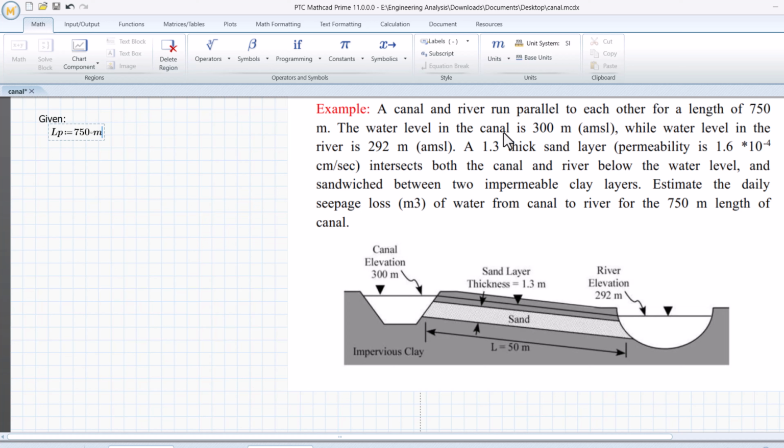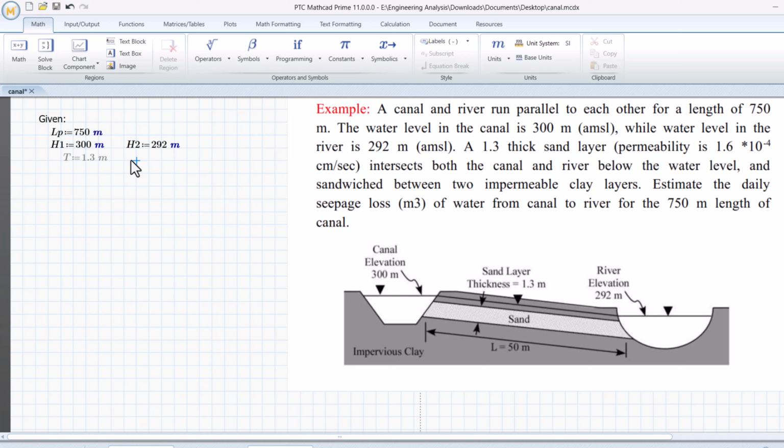What's more, the water level in the canal is 300 meter. I name it H1 equal to 300 meter. H2 is the river elevation of water. Name it H2 equal to 292 meter. Thickness of the porous medium or porous channel, label it as T equal to 1.3 meter.